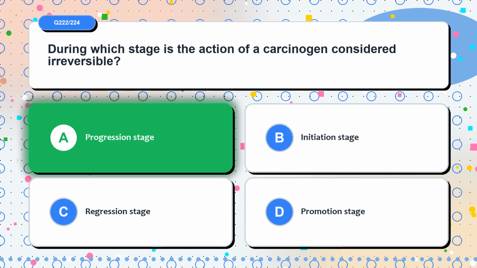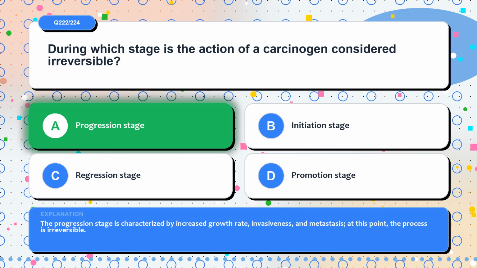The correct answer is option A. Progression stage. The progression stage is characterized by increased growth rate, invasiveness, and metastases. At this point, the process is irreversible.